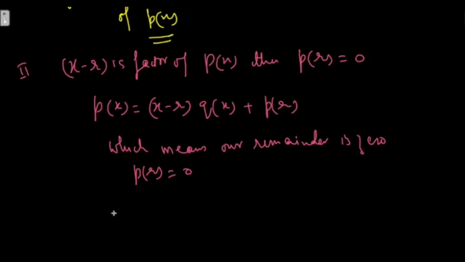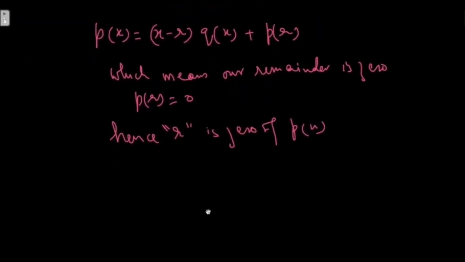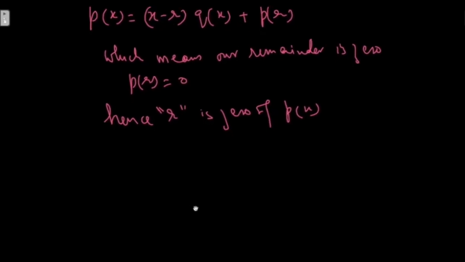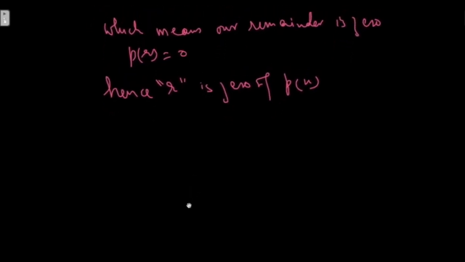Hence, R is 0 of P of X. So there are certain theorems which can be proved just by logic or being so obvious. Now let us take an example.